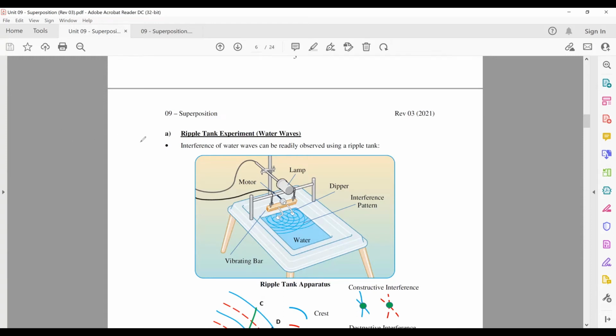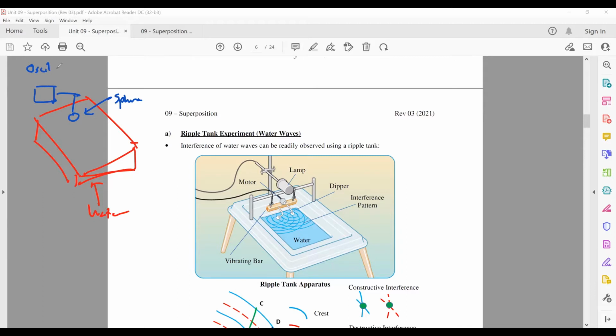Let's just say you have a pool of water here. This is water. And then you have something like a sphere connected to, say, an oscillator. If you switch on the oscillator, it will cause the sphere to move up and down, hitting the water. So when you have a sphere that moves up and down hitting the water, it will start to generate waves.